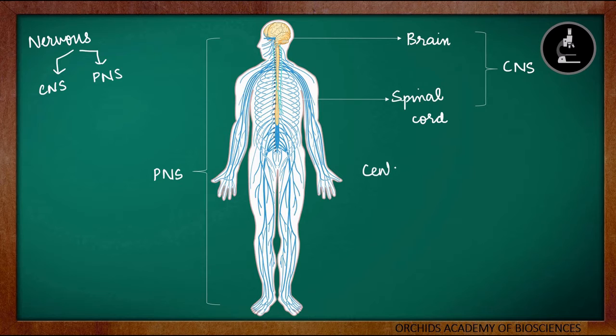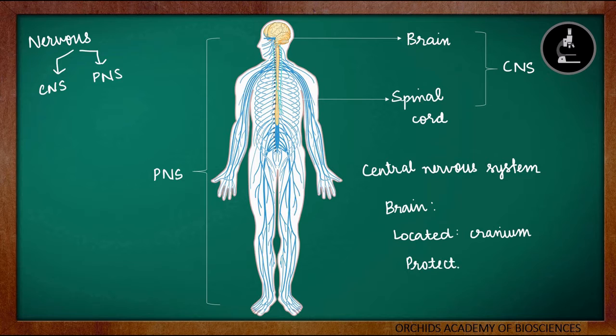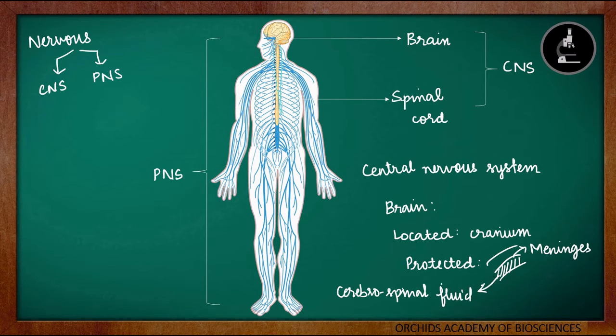First, let us discuss the central nervous system or the CNS. The central nervous system's first part is the brain. So where is this brain located? The brain is located in the cranium, and cranium is the uppermost part of our skull. And the brain is protected by three layers, and these layers are called meninges. Further, in between these meninges, there is a fluid, and this fluid is called cerebrospinal fluid. This cerebrospinal fluid acts as a shock absorber and protects the brain from any kind of external damage.